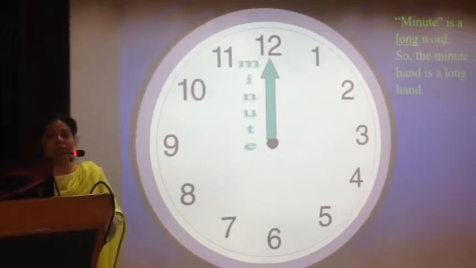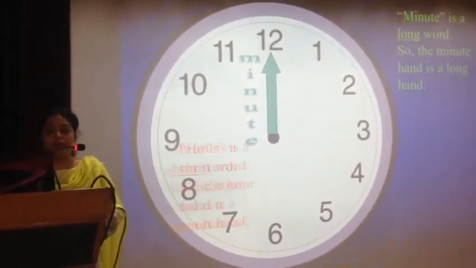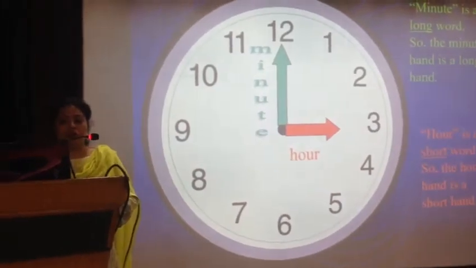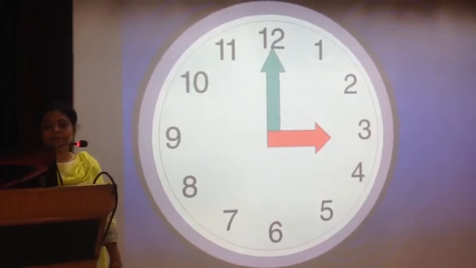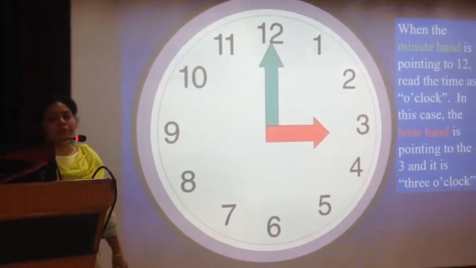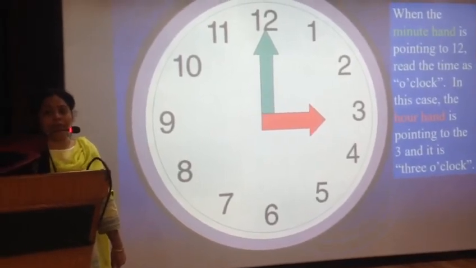Minute is the long word, so the minute hand is the long hand. Hour is a short word, so the hour hand is the short hand. When the minute hand is pointing to 12, read the time as o'clock.